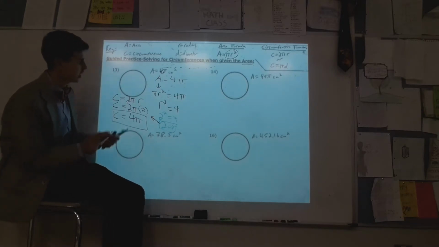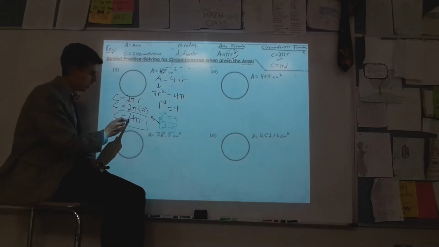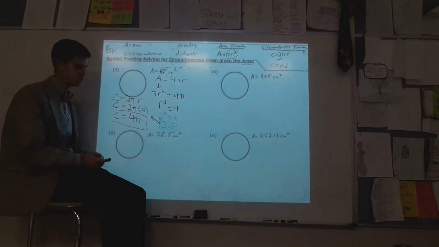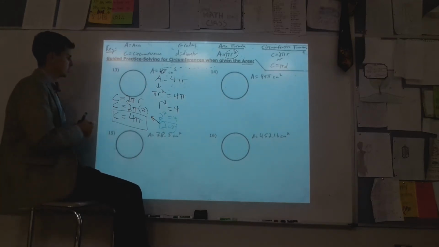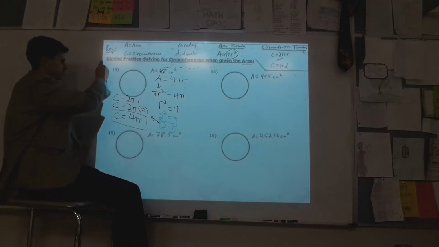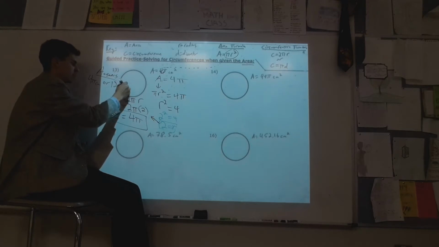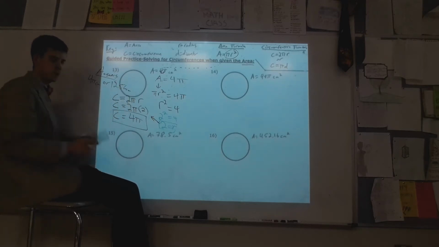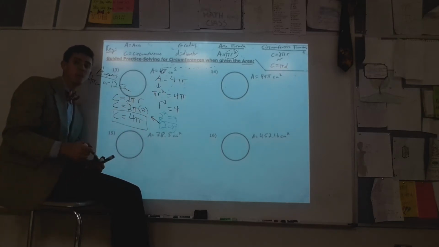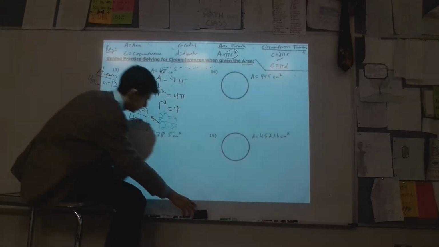And this is actually one that we did earlier. I purposely did this because I didn't want to make the videos really long. So my answer is going to be 4 pi centimeters or 12.56 centimeters. That's my answer for this. And if you're stuck, let me explain it with one more problem and hopefully it clicks.